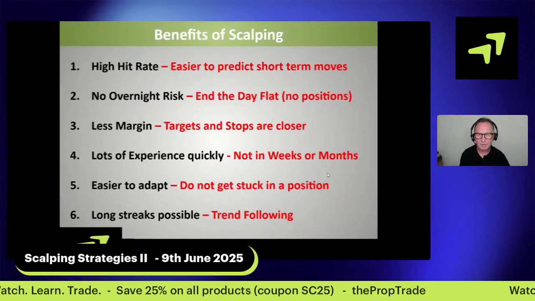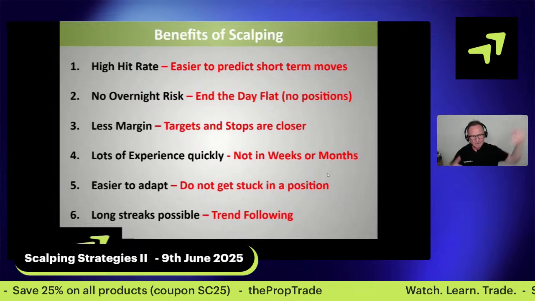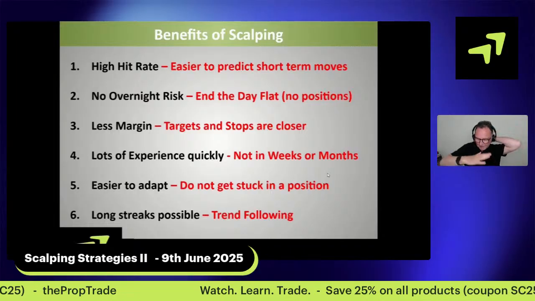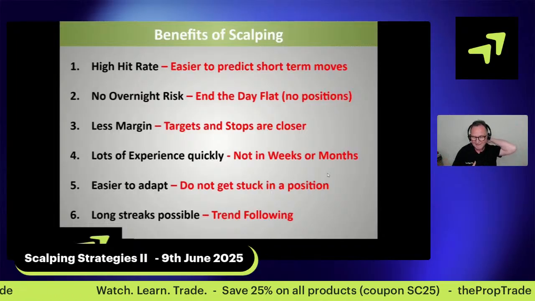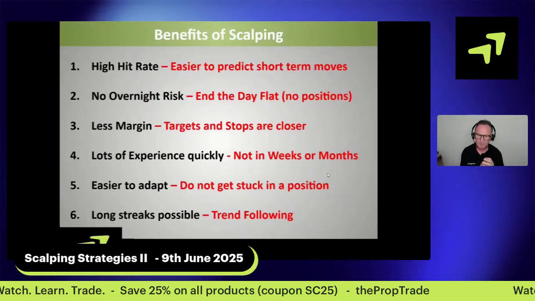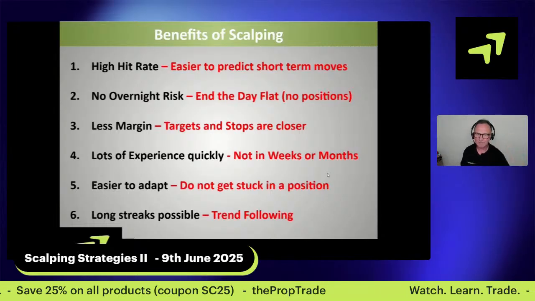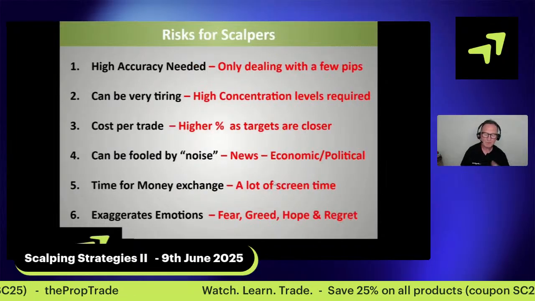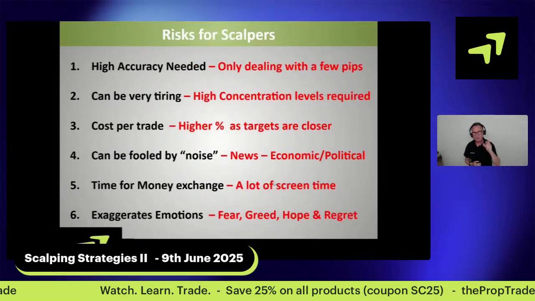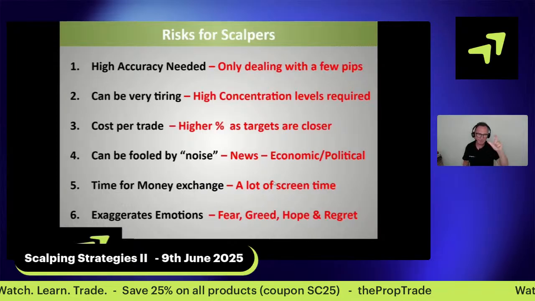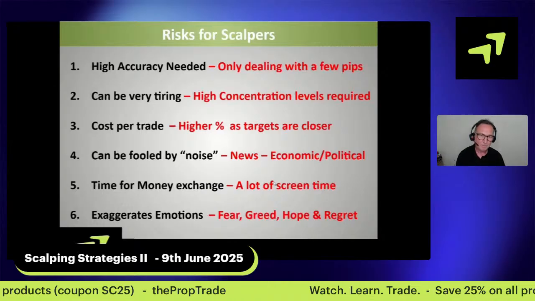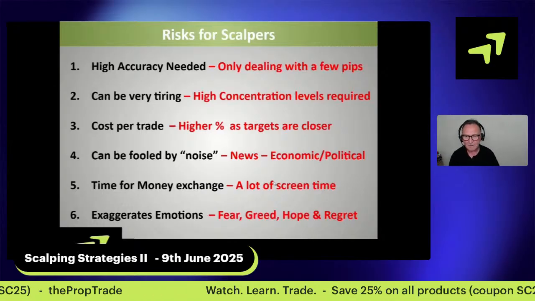I know some other brokers do that, but instead of opening one big trade at the beginning of the day, or the beginning of the trend that you've identified, with scalping, you're getting in and out very quickly. The flip side of that, the risks of scalpers, is because you need a high hit rate, you do need quite high accuracy, because you're only dealing with 4 or 5 pips, 5, 6, 7 pips sometimes. Some people can't cope with that.